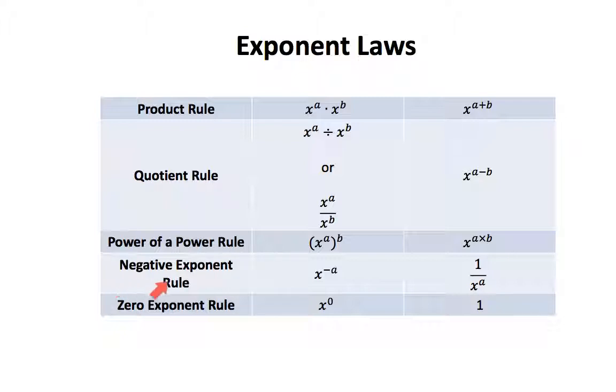For the negative exponent rule, you need to write the reciprocal of the base and change the exponent from negative to positive. For the zero exponent rule, it's quite simple. Anything raised to an exponent of 0 is just 1.